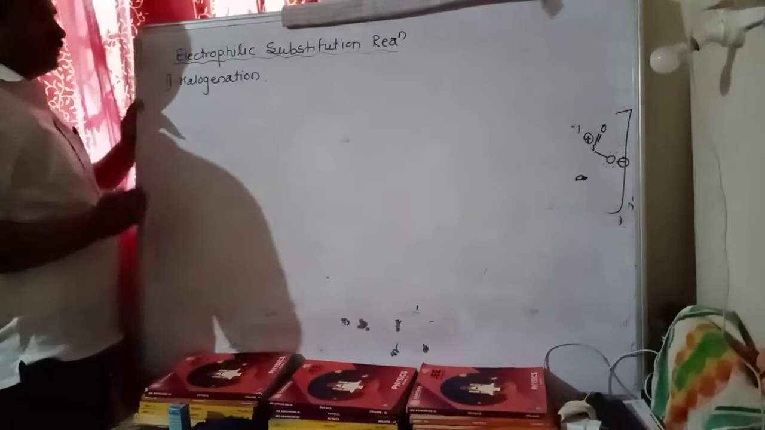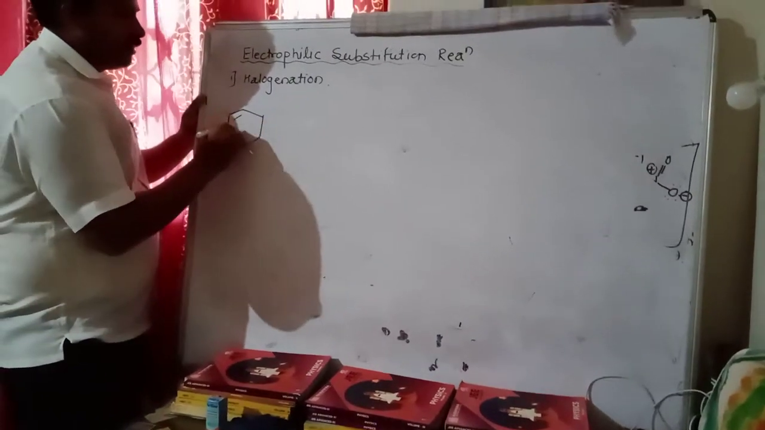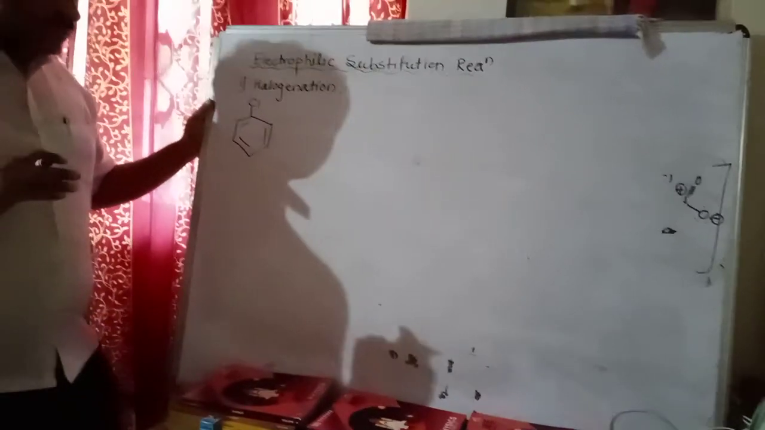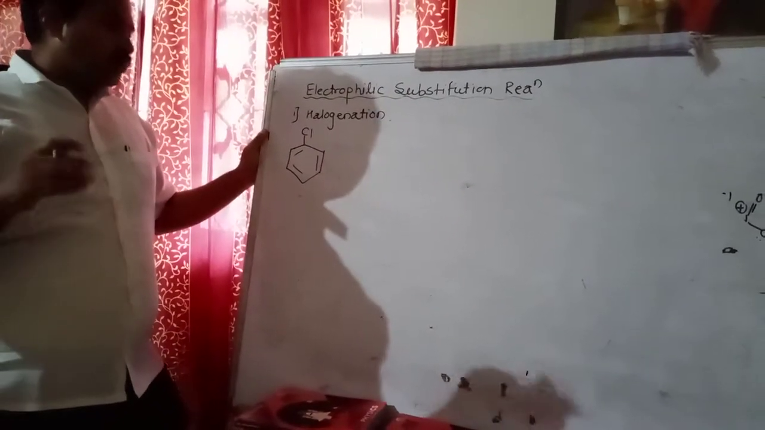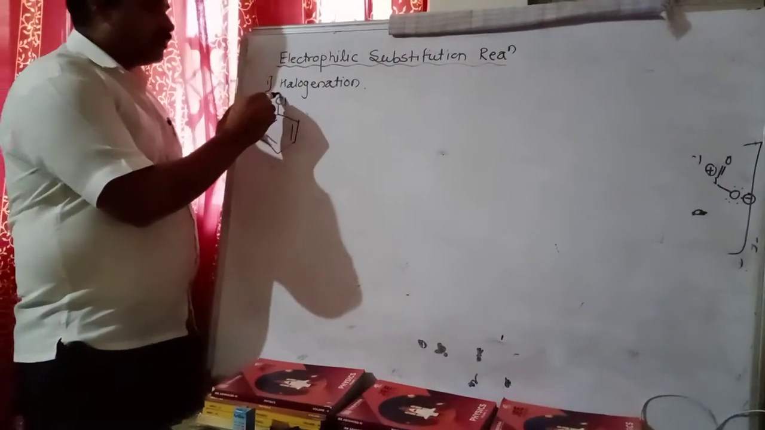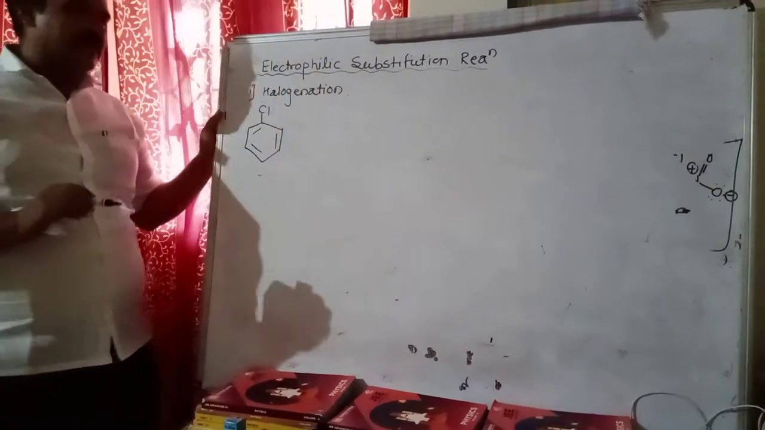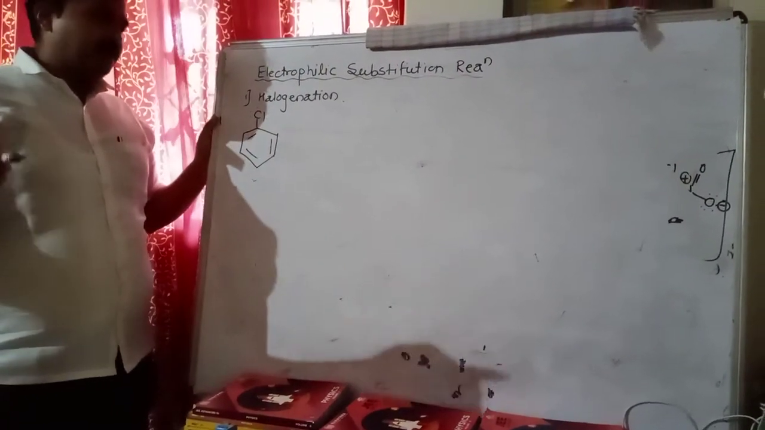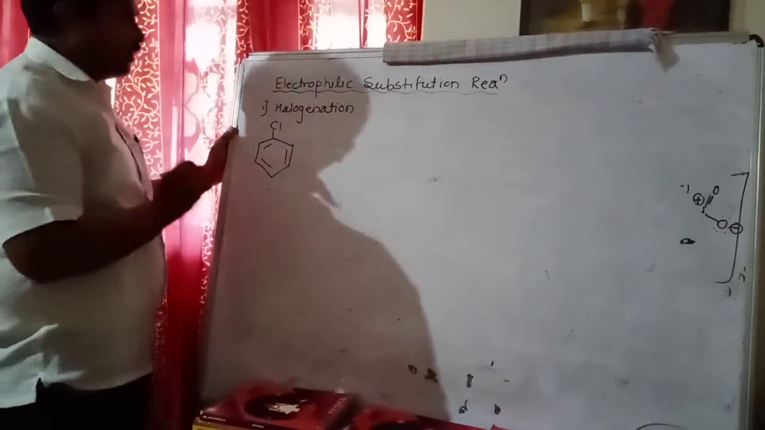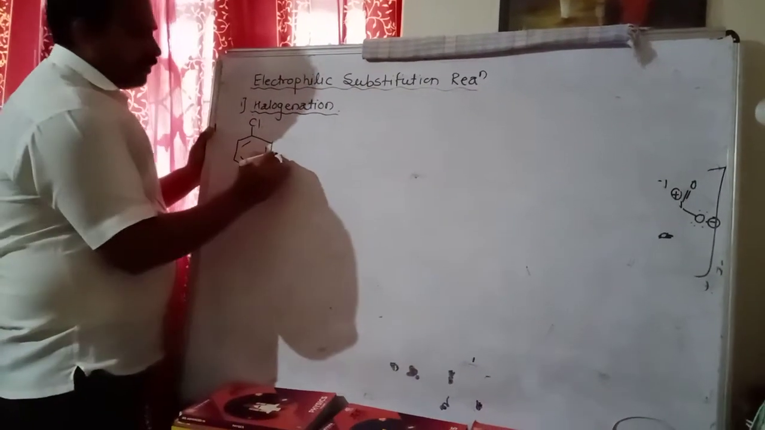You know that chlorobenzene, as per resonating structure, is ortho and para directing. When chlorine is present on the benzene ring, the lone pair on the chlorine takes part in the resonating structure, therefore ortho and para positions carry negative charge, and electrophilic substitution takes place at the ortho and para positions. Halogenation is nothing but the addition of halogen.